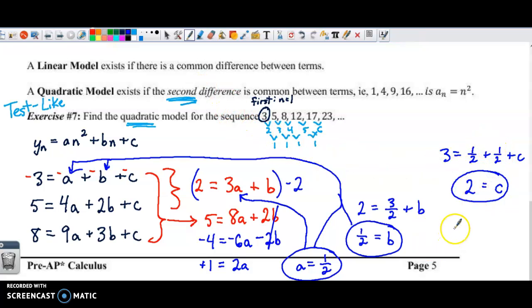So the equation I just came up with, I'm going to call it y sub n still, is 1/2 n squared plus 1/2 n plus 2. I'm replacing my a, my b, and my c now in this problem. And I'm not confident in this answer because there's a lot of fractions going on here. So I'm going to pull up a graphing calculator just to see.